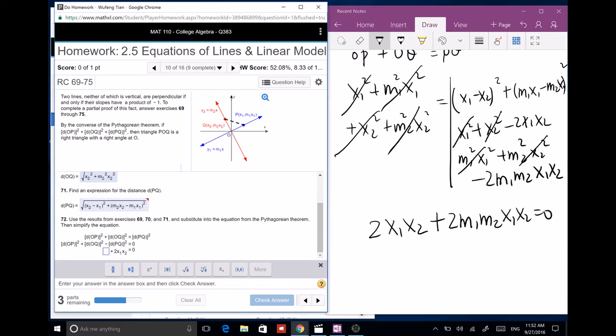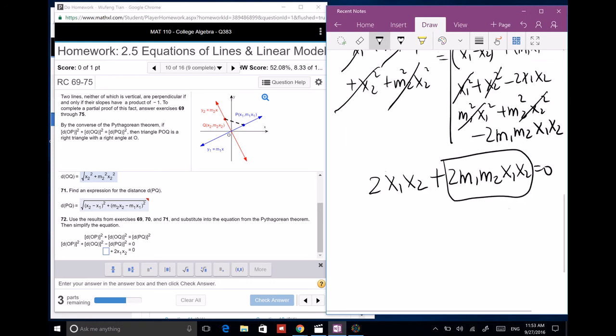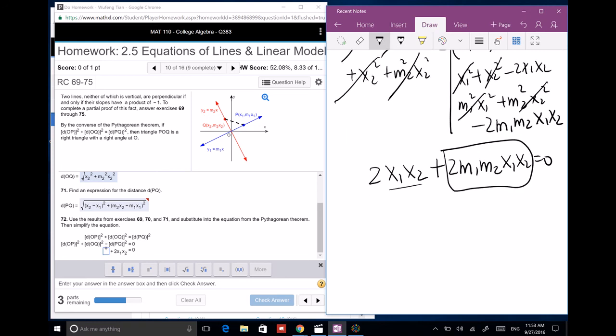So what you need to type in here is this part, 2m1m2x1x2. Okay, then you continue. In the end, you continue solving that. You divide everything by x1x2. You get 2m1m2 plus 2 equals 0.